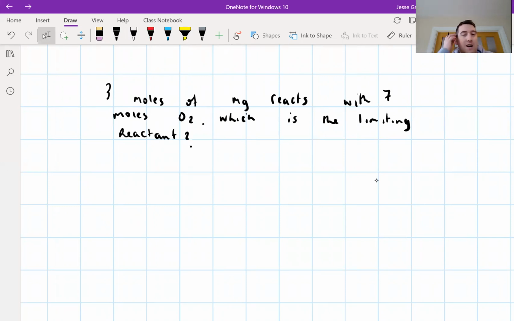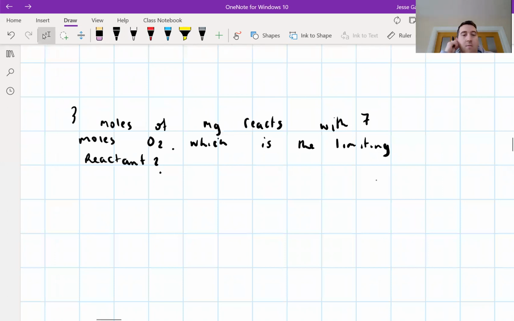In a question like this, how do we go about answering? Well, we know how many moles of magnesium we've got. We know how many moles of oxygen are reacting. The first thing we need to do is we need to write down the equation for this. So we have the reactants Mg plus O2 reacts to give MgO, magnesium oxide. So again, the first thing we need to do is balance this equation.